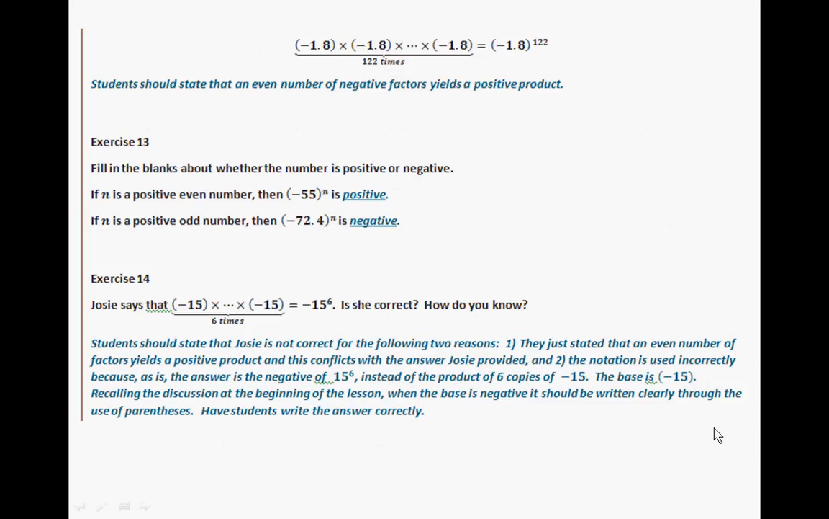All right, and here is 13 and 14. When you're done checking your answers here, go ahead and continue the video.